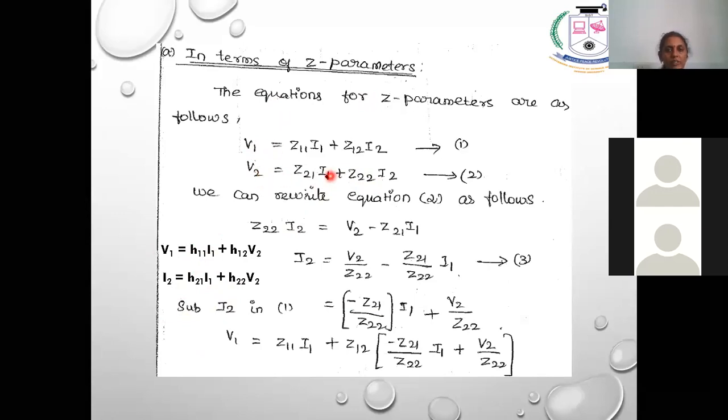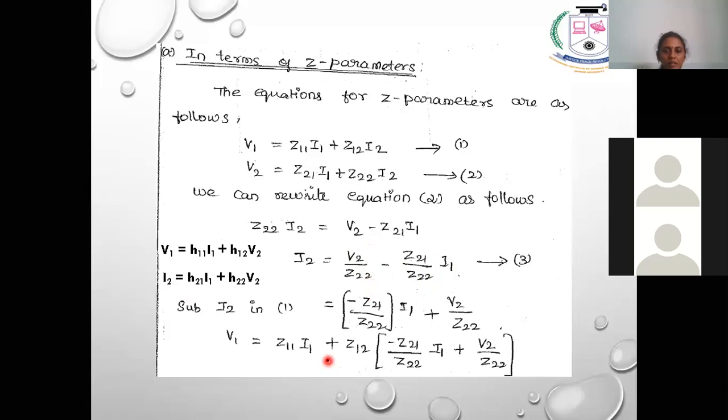Okay. The other equation, rewrite it in terms of I2. I2 is equal to V2 by Z22 minus Z21 by Z22 into I1. Now compare this. This I2 is equal to V2 by Z22. So the coefficient of V2 is what? 1 by Z22. That will be the value for H22. Next, minus Z21 by Z22 is the coefficient of I1. So this will be the value for H21. H21 is equal to minus Z21 by Z22. And H22 is equal to 1 by Z22.